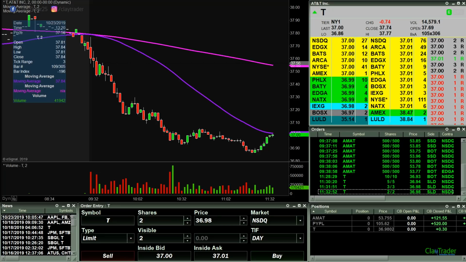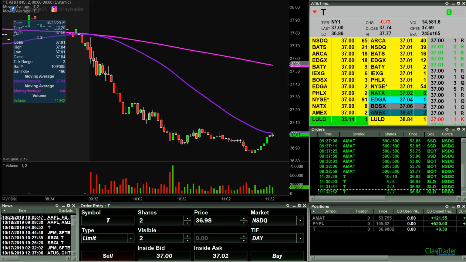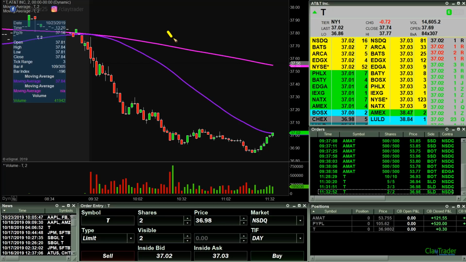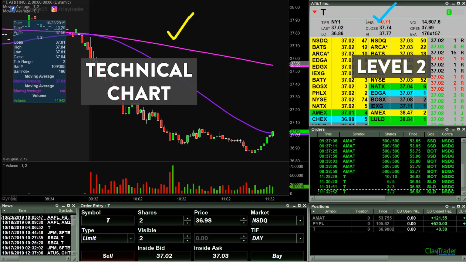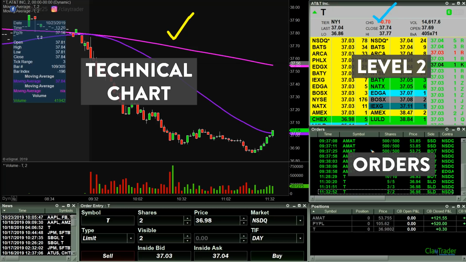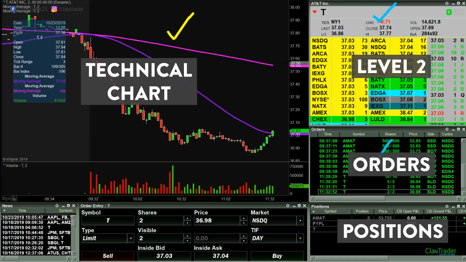I did pause the video there because I was thinking and scanning the screen, and I think I talked about the vast majority of what you're seeing. So again, as a recap, and in conclusion, over here we have the technical chart, and that is coming from eSignal. Over here we have level 2, that is coming from Lightspeed, my broker. Down here we have the orders, meaning trying to get involved, that is coming from Lightspeed. Down here we have the positions, meaning after you actually get stock, that is coming from Lightspeed.